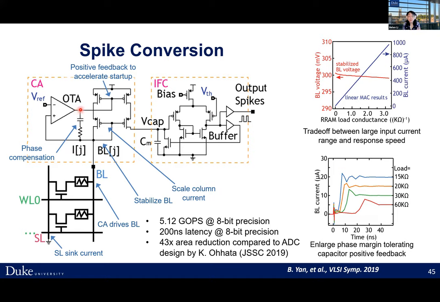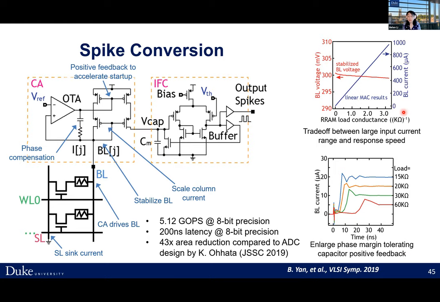Additional phase compensation is necessary because then we have two positive feedbacks, okay? As I mentioned, one is on the op-amp side, and another is on the CA positive feedback. So we need to adjust the poles of the two components and make sure they match with each other. So the right-hand side is the simulation of the CA designs.